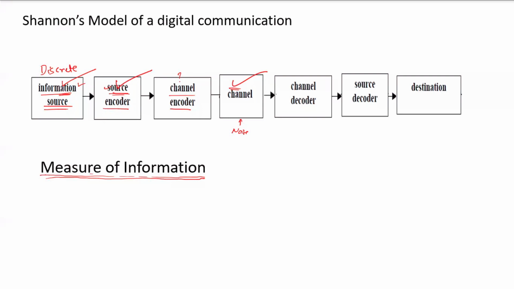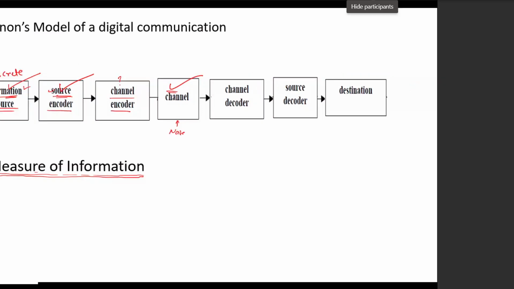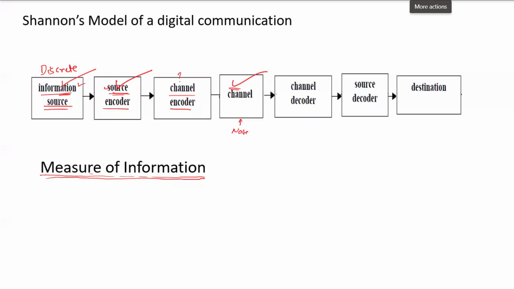If I say tomorrow is a Thursday, then it is not a certain event. It is never going to happen, right? The chance of occurrence of that event is 0. That means you gain no information from it. The event that never occurs cannot contain any information. An event which is more likely to occur contains less information, an event which is less likely to occur contains more information, and an event which is very certain contains no information.